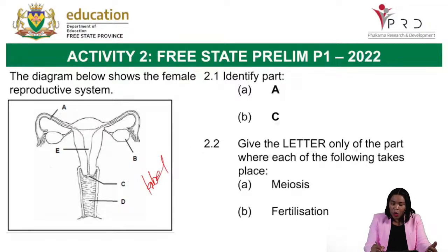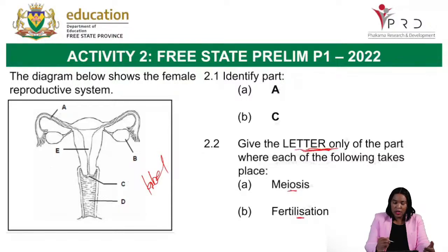Now, give the letter only of the part where each of the following takes place. So take note of the question, what is it asking? Where does meiosis take place and where does fertilization take place?